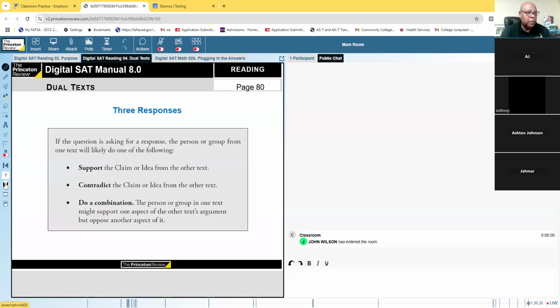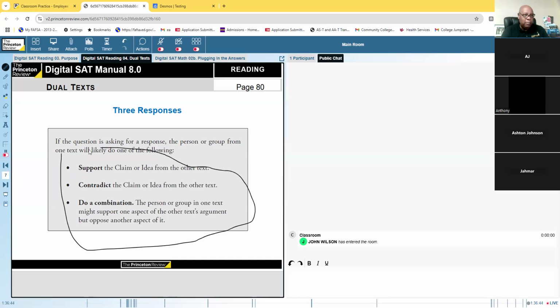You better believe it. If the question is asking for a response, the person or group from one text will do one of the following. No, likely, they will. Take the word likely out. They'll support the claim or idea from the other text. They will contradict the claim, or they'll have a combination of both, have some conditions. They will always do one of these three. I don't know why they put likely. It's going to be, okay? Remember, the way you know you have a dual text question is you have two texts. Not that hard to identify.